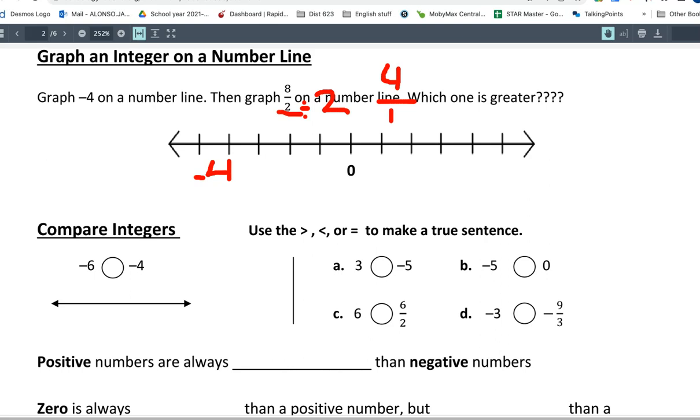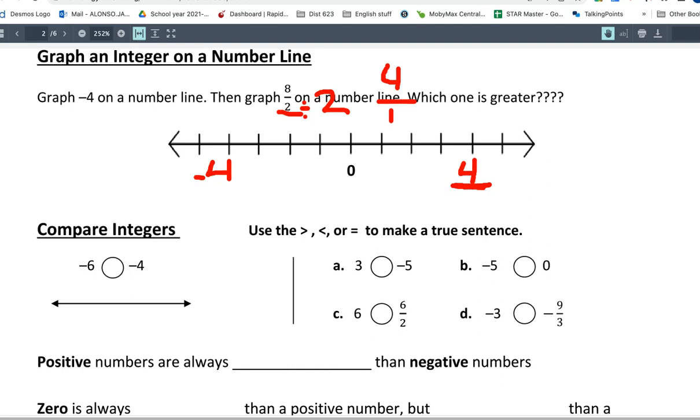So now you have 4. So you're going to graph the 4. 1, 2, 3, 4. And this 4 goes on the right side of the number line because it is positive. And this one is negative. So which one is greater? Well, the one that is greater is the number 4, this one right here, okay? So what we're going to do right now, we are going to compare integers. So we are going to go, which one is greater and which one is smaller?